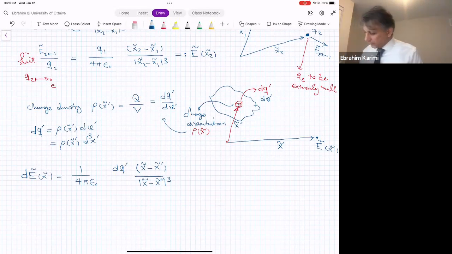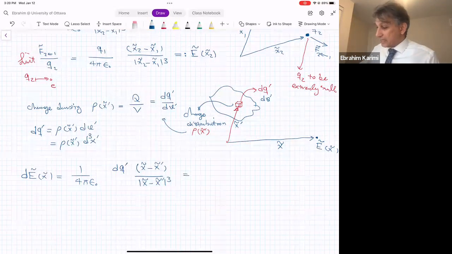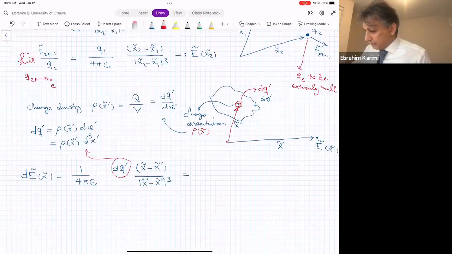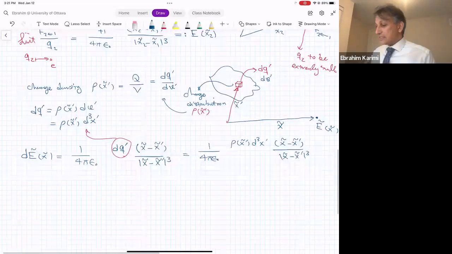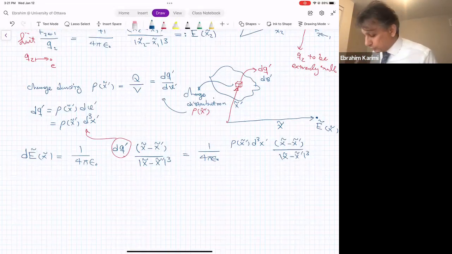Fantastic. So let's try and substitute the infinitely small charges that we had here with the charge distribution and the volume that is associated with that. Then we will get 1 divided by 4 pi epsilon naught, rho of x prime d3x prime, times x minus x prime divided by the magnitude of x minus x prime to the power of 3. That is the small electric field we get due to the small charge distribution dq prime.